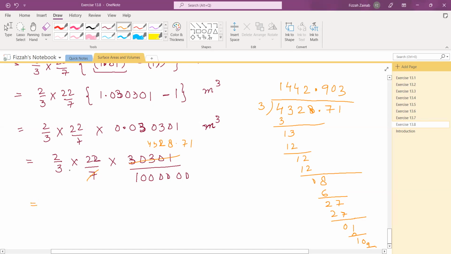So now I'm left with 2 into 22 is 44, and here I'll get 1442.903, right? And divided by, now I have 6 zeros. So 2, 3, 4, 5, 6, right? Now I think you can multiply this number by 44. Can you do it?